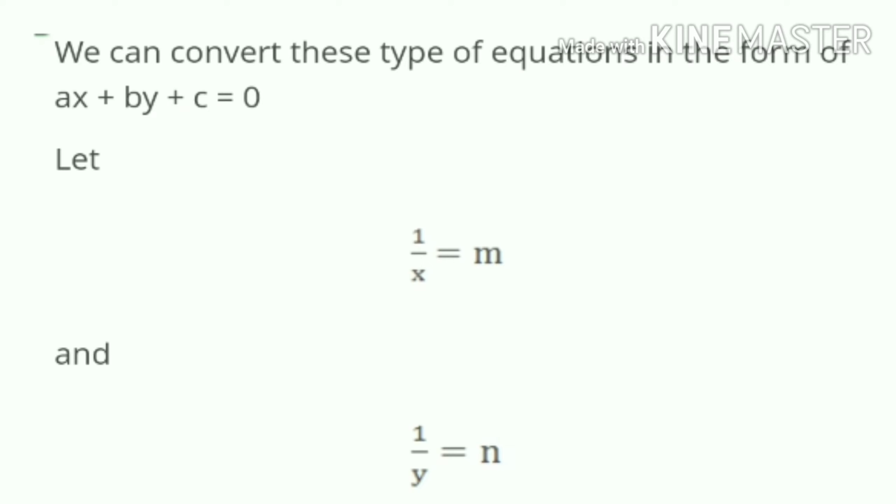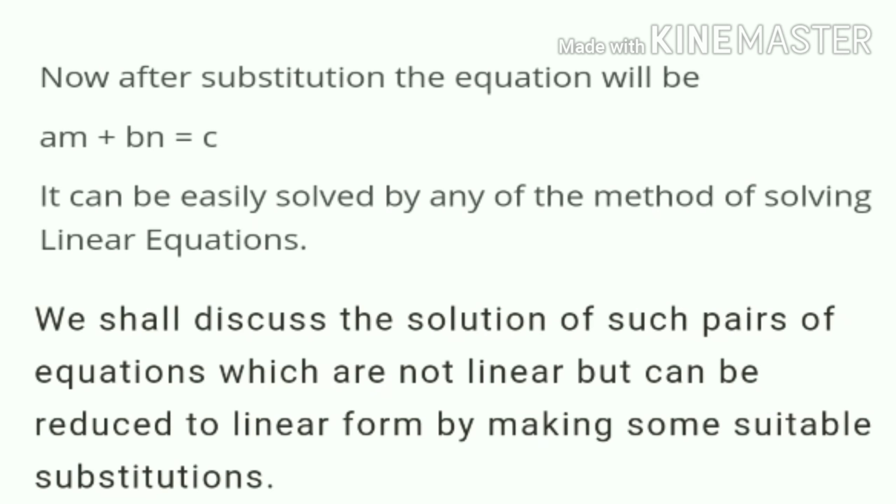It was written a upon x plus b upon y is equal to c. So we can write, let 1 upon x is equal to m. You can take any variable, it may be u, v, p, q, r, whatever you want, in place of 1 upon x. So let 1 upon x is equal to m and 1 upon y is equal to n. In place of 1 upon x we can write m, and in place of 1 upon y we can write n.